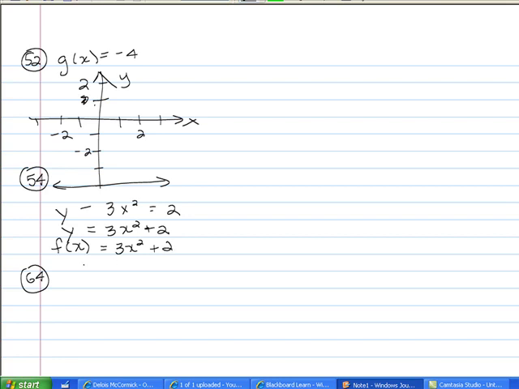Alright, 64. In 1787, Jacques Charles noticed that gases expand when heated and contract when cooled. Suppose that a particular gas follows the model f of x equals 5/3 x plus 455, where x is the temperature in Celsius and f of x is the volume in cubic centimeters.